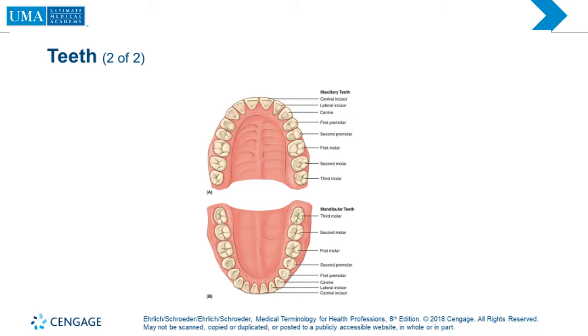Now, the permanent dentition will consist of 32 teeth designed to last our entire lifetime. Of these teeth, 20 will be replaced by primary teeth, and 12 will erupt at the back of the mouth. The permanent dentition will include 8 incisors, 4 canines, 8 premolars, and 12 molars.